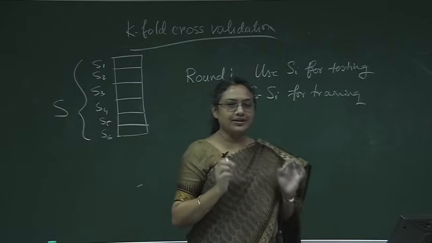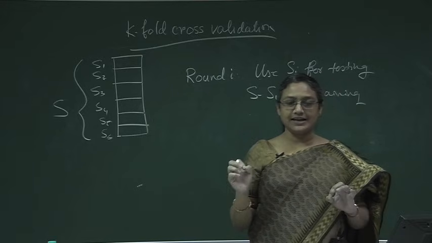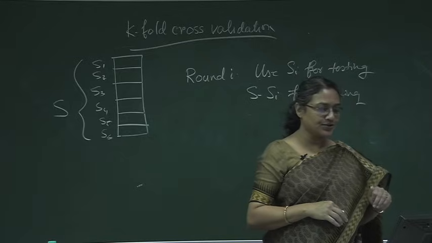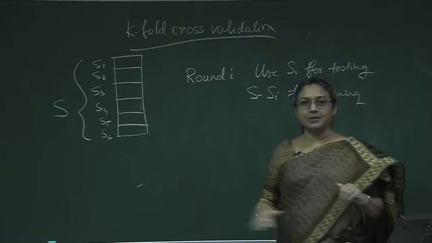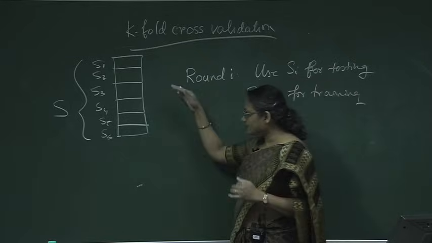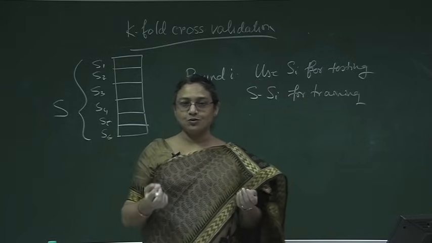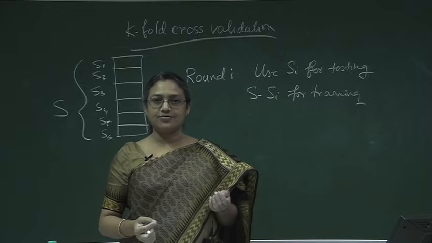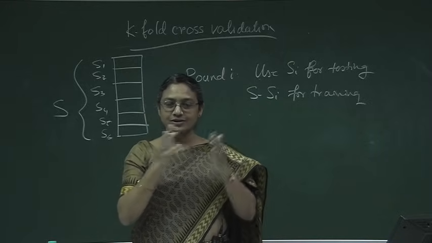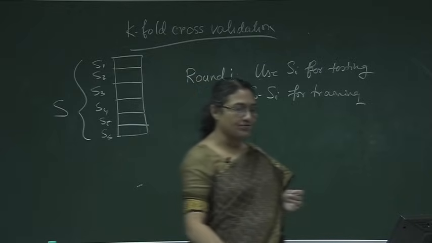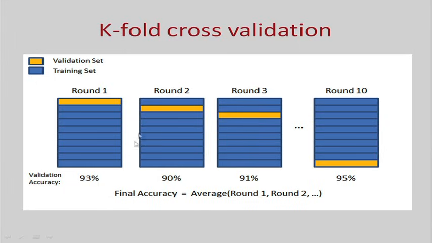So, at every round 1 by k of the data is set apart for testing and the remaining examples are used for the training. So, we will have k experiments, and after these k experiments are over, the test score that we will output is the average of the error of these k rounds. So, we are using different parts of the data for testing in the different rounds. So, this is called k-fold cross validation. This is illustrated by this picture here. This is round 1, round 2, round 3, round 10.